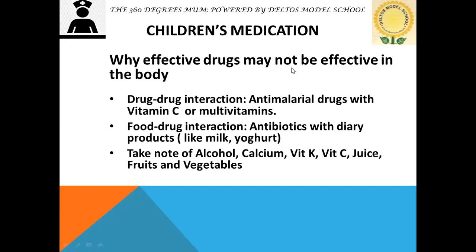You know, there are multivitamins in vegetables too. So you have to also minimize or regulate the vegetables your child is taking at the time the child is on anti-malaria. Because these vitamins and minerals are also in vegetables and fruits. That takes me to food-drug interaction. You know food can interact with the drugs that your child is taking. Like antibiotics with dairy products. Dairy products, I mean milk, yogurt, and all that. They can make your drug not to work, especially antibiotics.